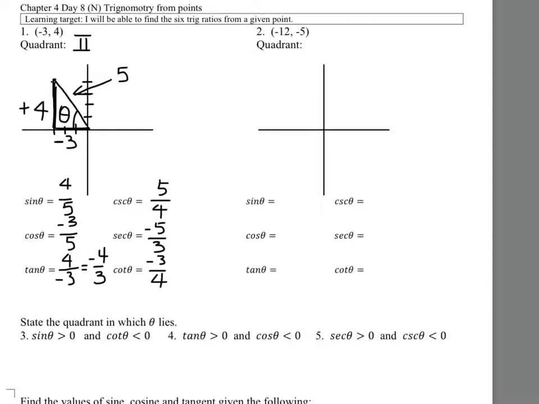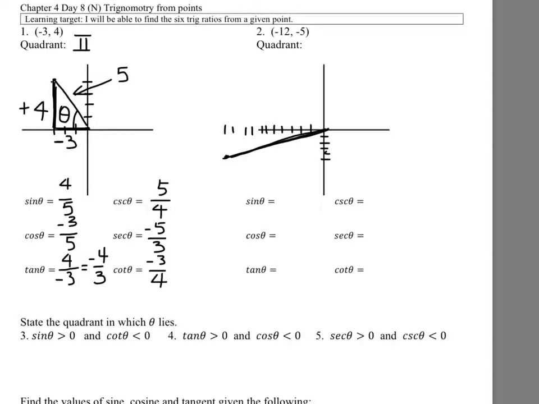Number 2. This time, both of the numbers are negative. Do you think you know where this point is going to lie? x equals -12, so mark -12 on your paper, and -5 in the y direction. So it's going to be somewhere here. My graph is not drawn to scale. You should have a better graph on your paper. I'm just marking it for reference for your visualization.